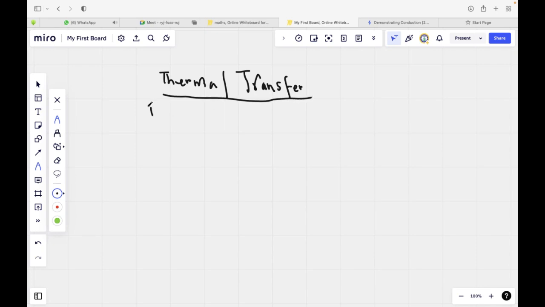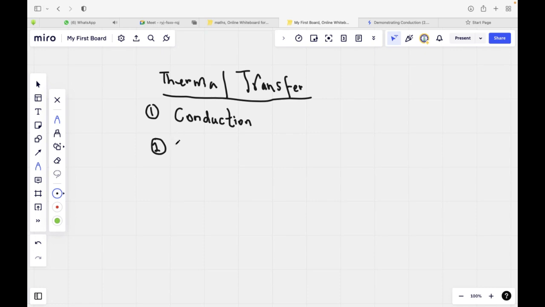Number one is conduction, which happens in solids. This method of heat transfer takes place in solids. Not all solids, but mostly the ones that can pass on the heat, like metals.